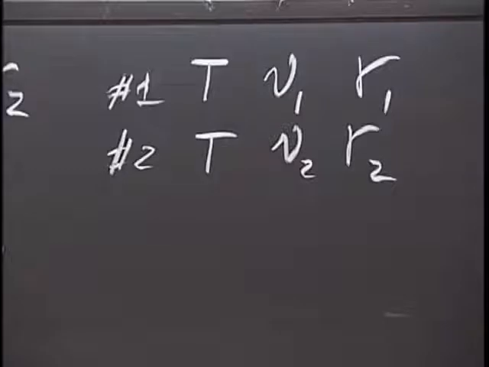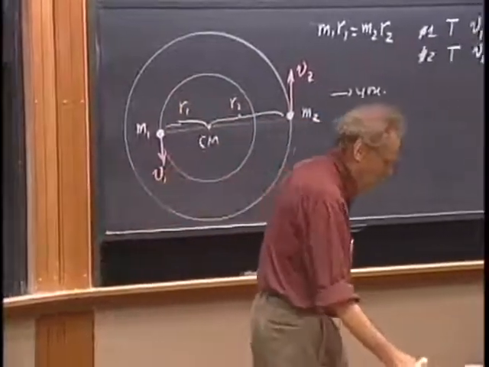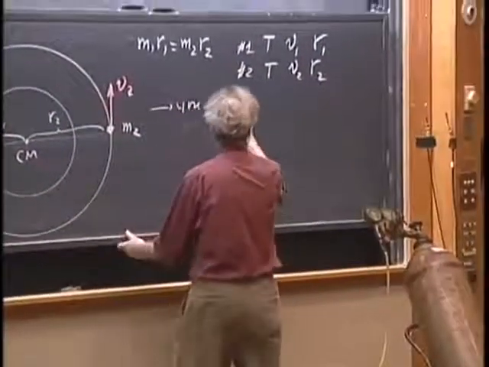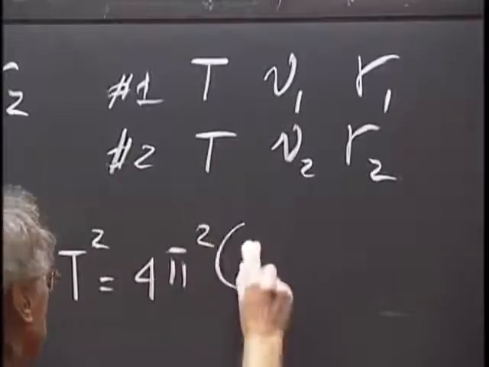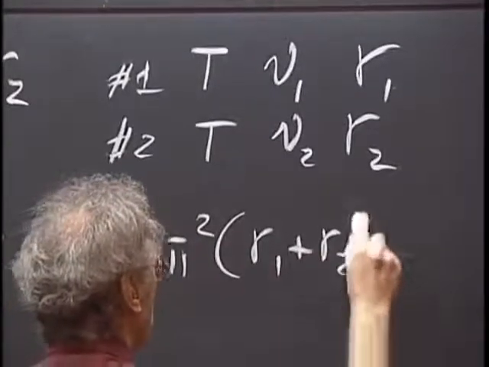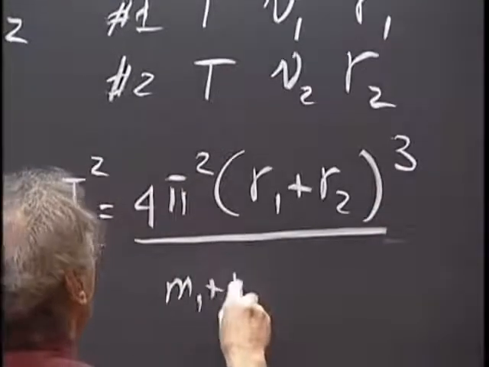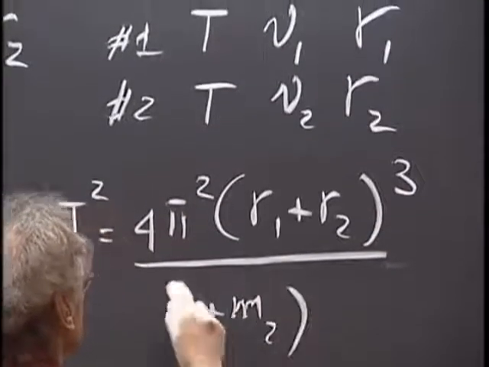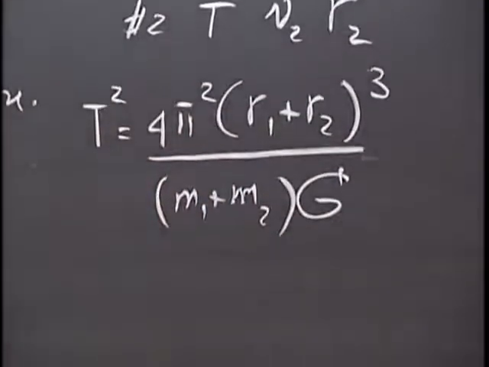But there is more. You know Newton's law of gravity, which leads to Kepler's third law, which is that T squared equals 4 pi squared times (r1 plus r2) to the power 3 divided by (m1 plus m2) times G, which is the gravitational constant.